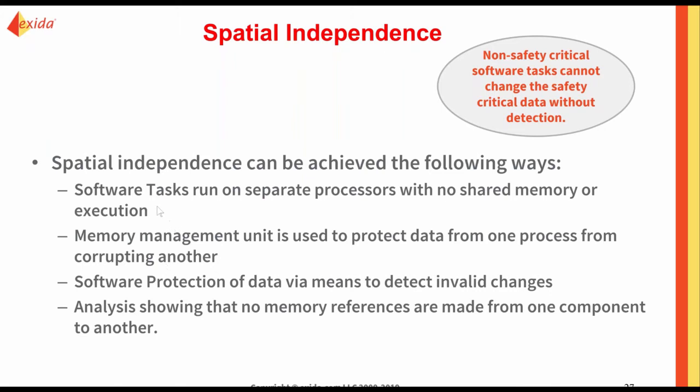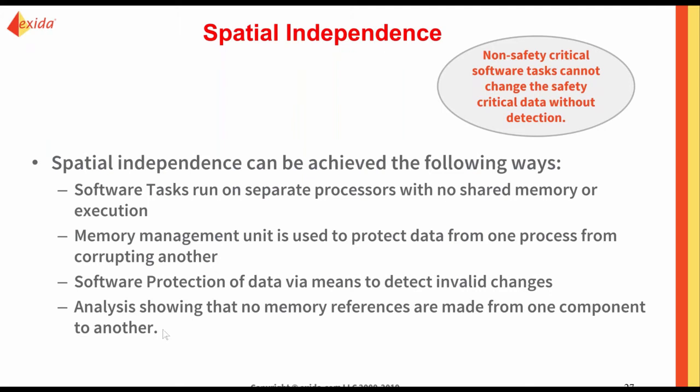You can have software tasks that run on separate processors. Yes, you heard me. No shared memory, no shared execution. You put in two processors, and sometimes they share a communications bus or a dual port RAM, or sometimes they're completely isolated and simply connect to the same or independent sensors. Memory management units can be used. You can protect the data with means to detect invalid changes.